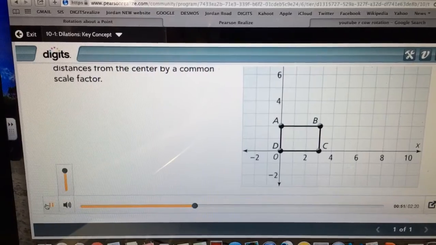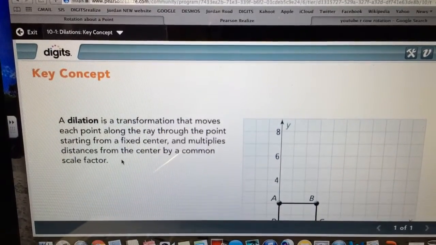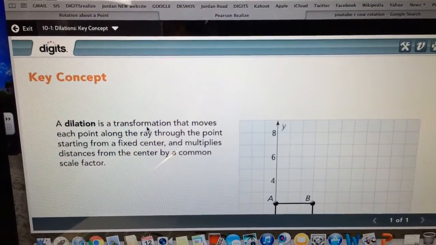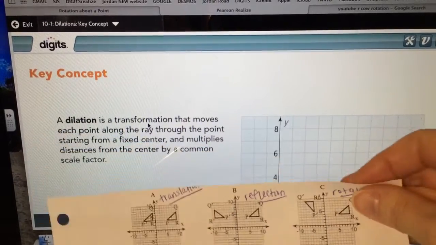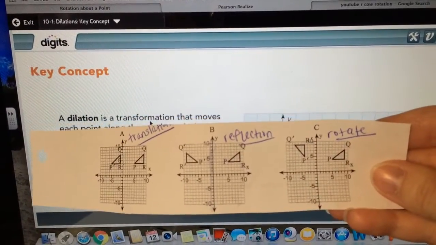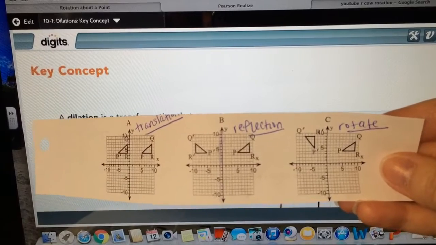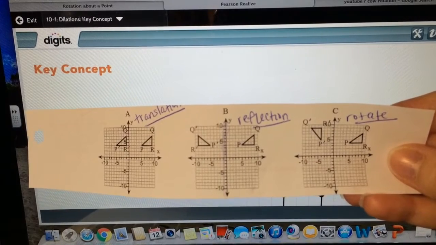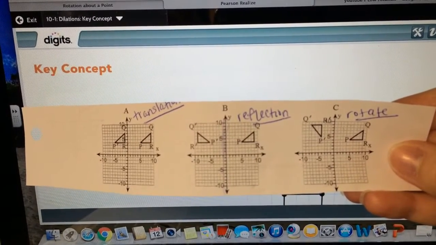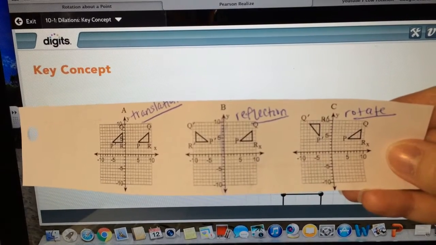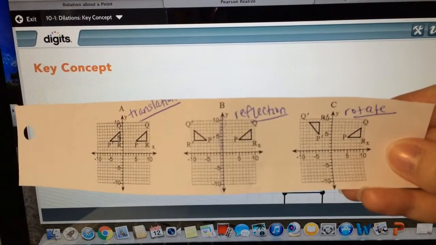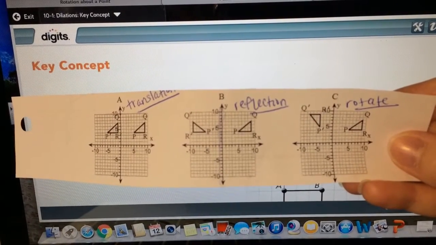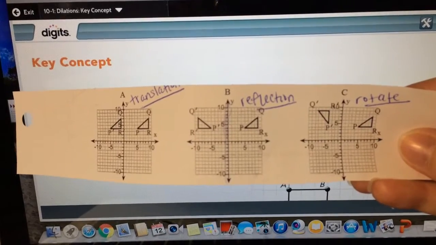Okay, so basically what a dilation does is it makes a figure either bigger or smaller. Remember, last week we learned about translations, reflections, and rotations. Notice the first one, all the way on the left, the translation, it just slid the figure over from PQR to P prime, Q prime, R prime. This figure stayed the same shape and size. Same with the reflection, which is in the middle, and the reflection is over the y-axis. The points are the same distance on the other side.